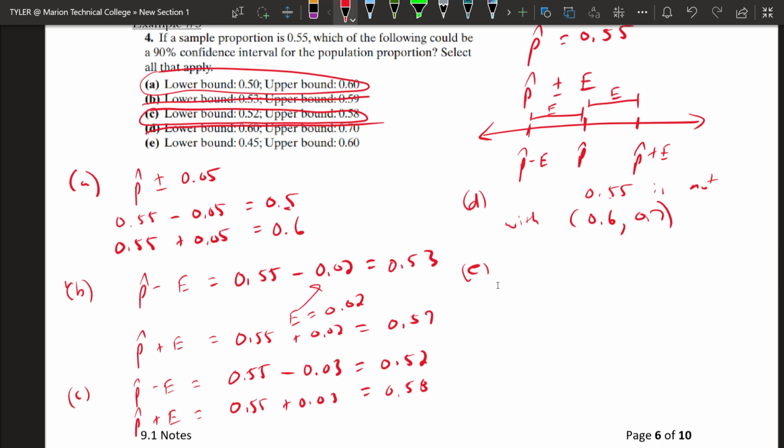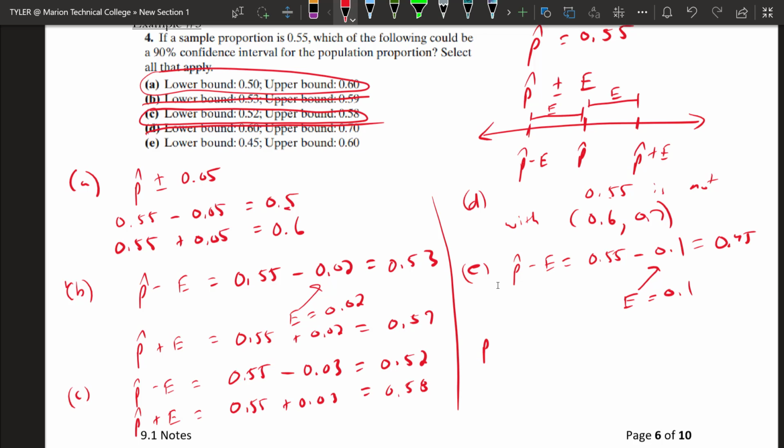And then for part E, being consistent here, if I take p hat minus E, that should equal my lower bound, which would have to be 0.55 minus 0.1, right, in order to make it be 0.45. So it appears that E is equal to 0.1, right?